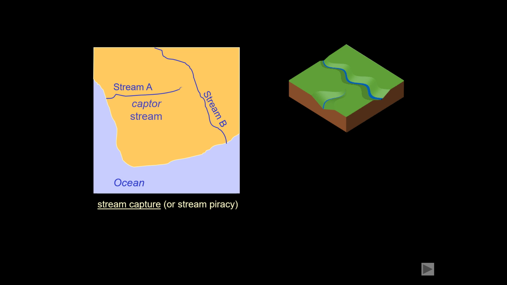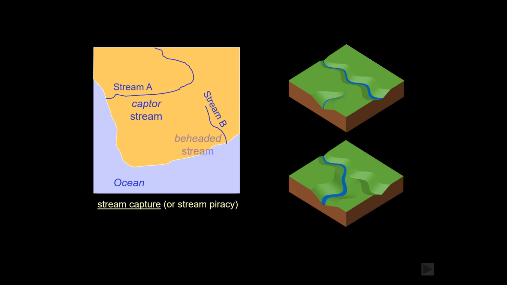So here's the capture stream as it moves towards stream B. It hooks up with it, connects with it, diverts water from it, and we have stream A as the capture stream, and stream B as the beheaded stream. So that's the term that's used to describe a stream that's been cut off, a beheaded stream. And here we see the same idea here in these two graphics on the right.